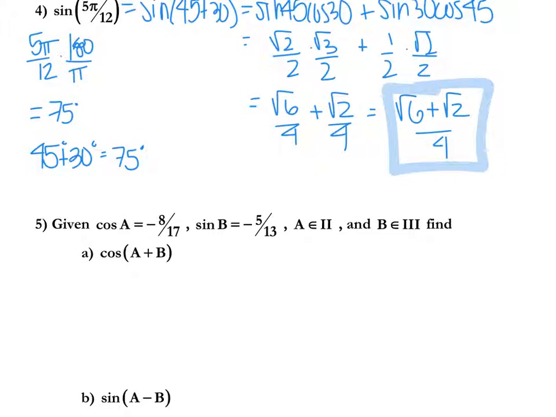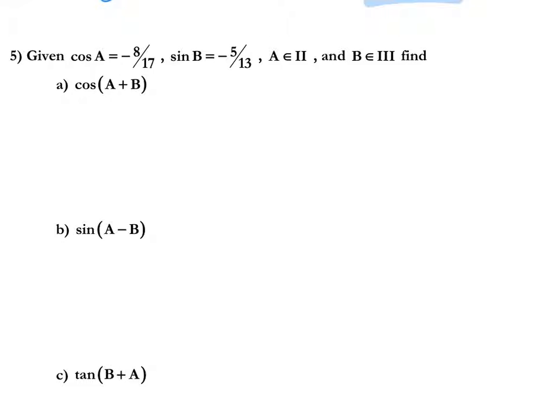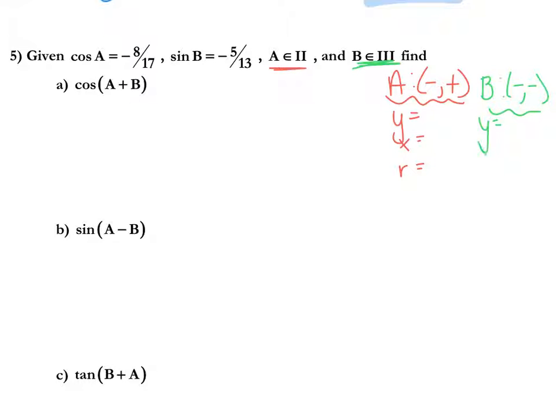All right. Next type of examples that you guys are going to see. You're going to be given ratios of triangles, okay? Make sure you guys know your Pythagorean triples. That'll help you out so much, okay? We have to find x, y, and r, and then we apply the identities. So what I like to do when I'm working with these problems is do the work off to the side. So A is in quadrant 2, so that means my signs are negative, positive. We have y, x, and r. And then B is in quadrant 3, so both signs are negative, y, x, and r.